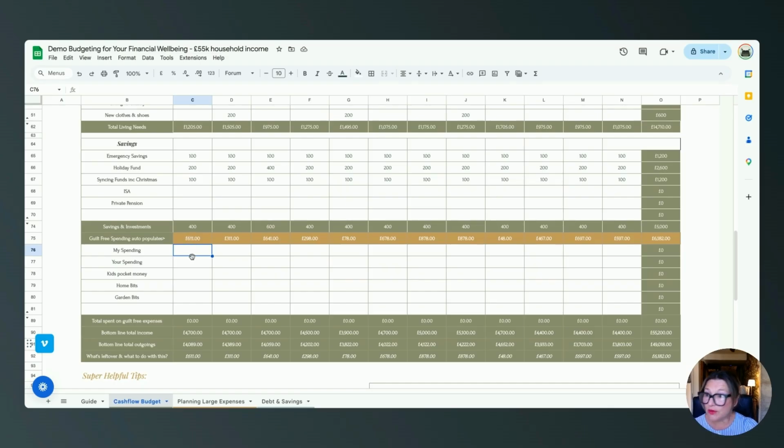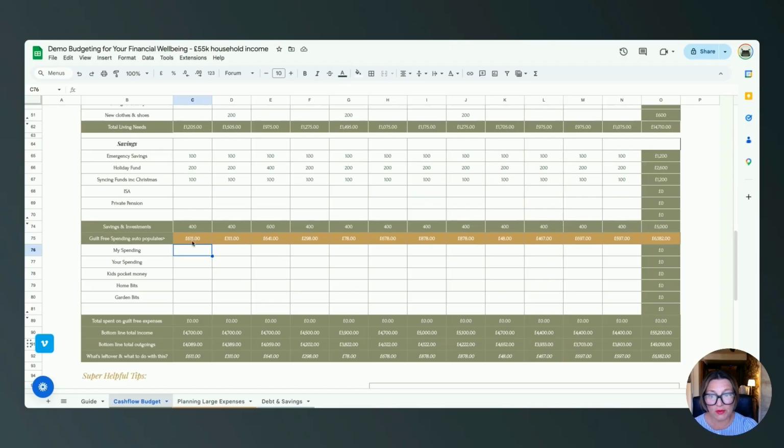Okay, well, you need a new pair of trainers. I really want to get my hair done. I think we should spend some money on the garden. All of those discussions that you may or may not have as a couple, or if you're living solo, of course, it's your decision and yours only. You can decide where you put that money.